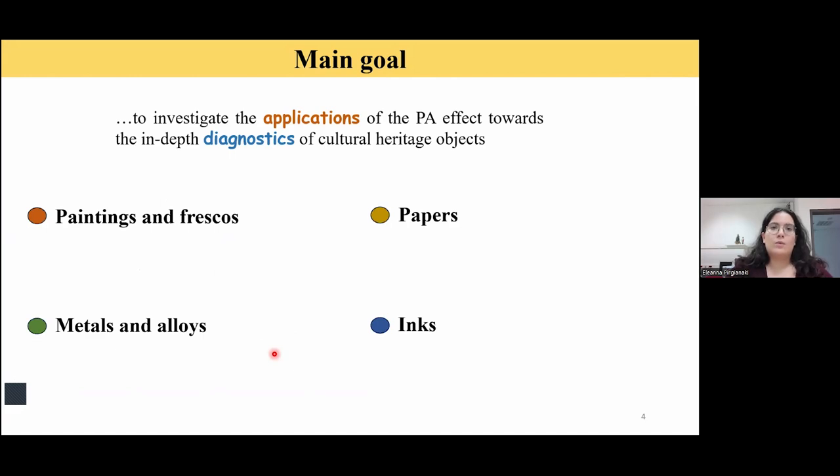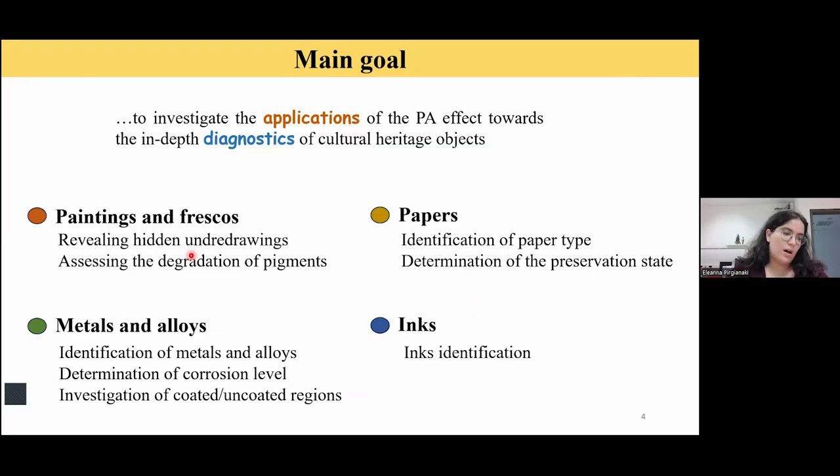In order to do that, we have performed measurements on 4 big categories of cultural heritage items, which are paintings and frescoes, metals and alloys, papers, and inks. As a first step, we aim to reveal hidden underdrawings in paintings and frescoes in a non-invasive way. Moreover, we have performed measurements regarding the assessment of degradation phenomena due to aging on paintings, papers, metals, and inks.